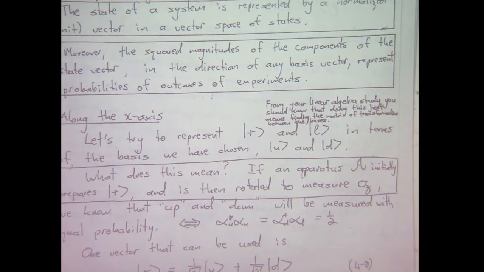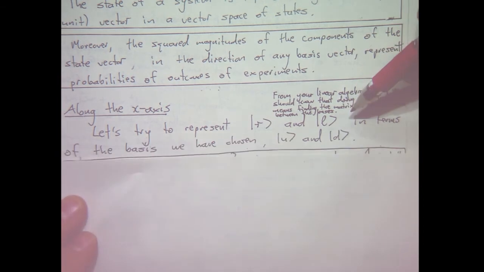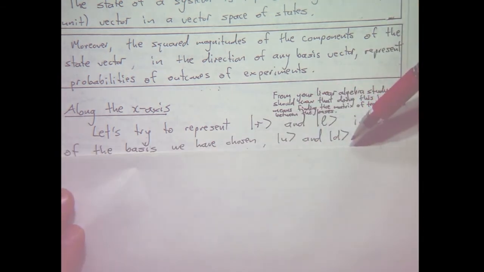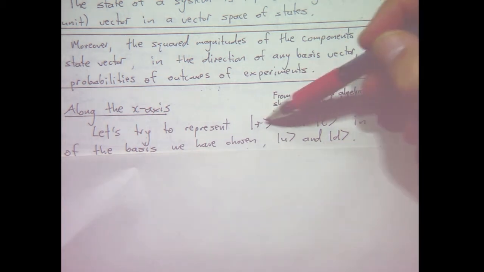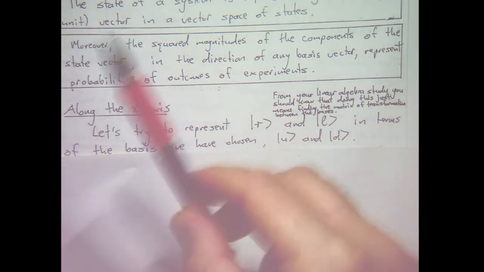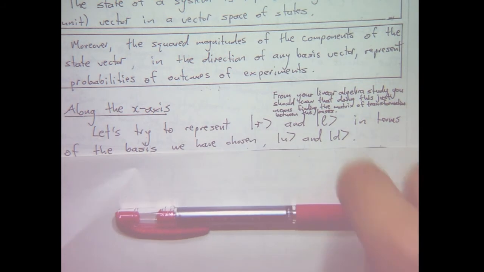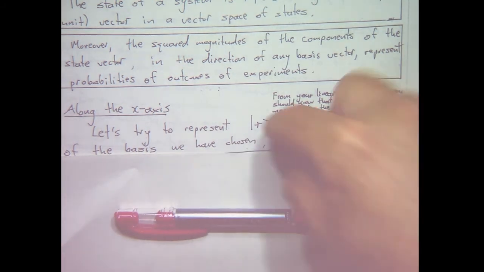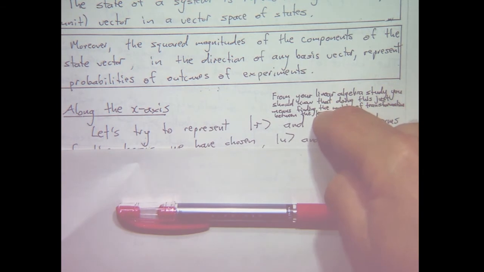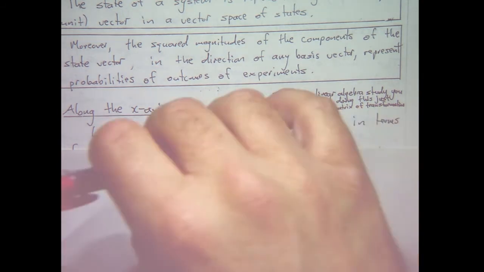Now, let's try to represent the basis vectors R and L in terms of the basis we have chosen, up and down. But first of all, why do you have the basis vectors R and L? Because sometimes you might prepare the system in some arbitrary state, and then you rotate the apparatus towards the plus x direction to make a measurement. In that case, your basis is R and L.